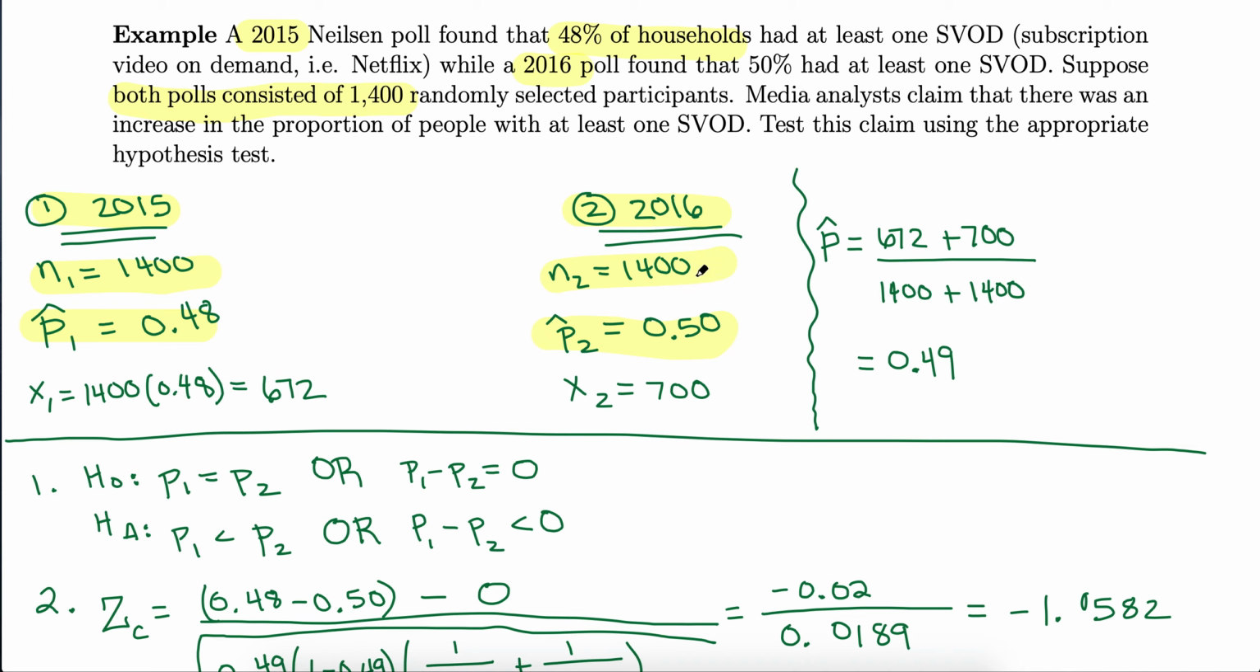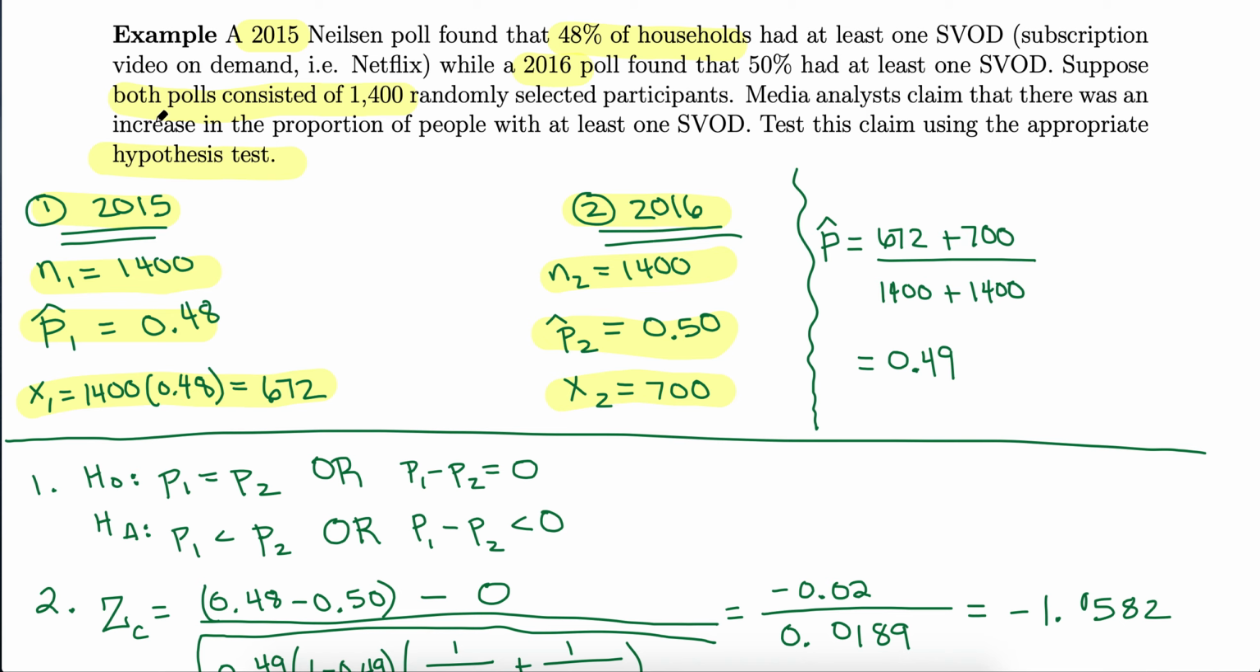Something else you might want to find off to the side is how many successes we had in each group. Let's do group 2 first, it'll be a bit easier. If there were 1,400 in our sample and 50% had a subscription video on demand service, then our X2, our number of successes, would just be half of our sample, or 700. Same thing for group 1: just figure out what 48% of your sample size is to get the number of successes for group 1.